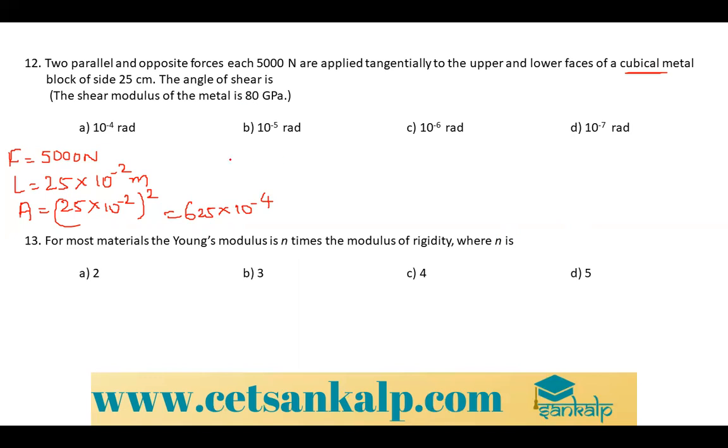So next, finally shear modulus, here we have eta. Eta is 80 GPa. So 80 into giga. 1 GPa is nothing but 10 to the power 9 Pascal.